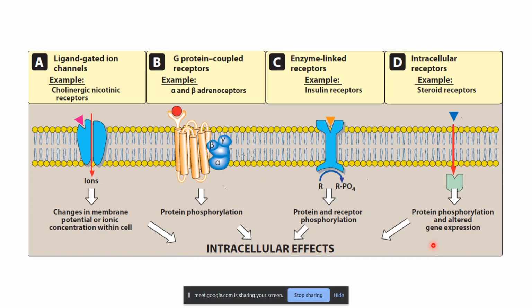The result is usually gene expression or changes in the expression of genes that will lead to the synthesis of new proteins and some whole-body responses. So the steroid receptors are intracellular, so they're not on the surface, and that is why the agonist should pass through the membrane, and usually steroids are very lipophilic, so they can easily pass through the membrane and activate the intracellular receptors.